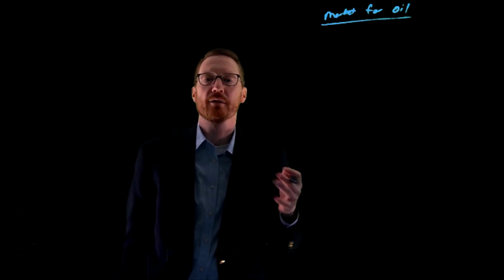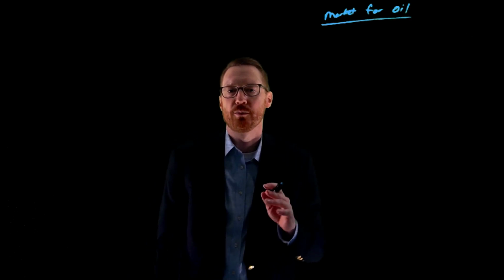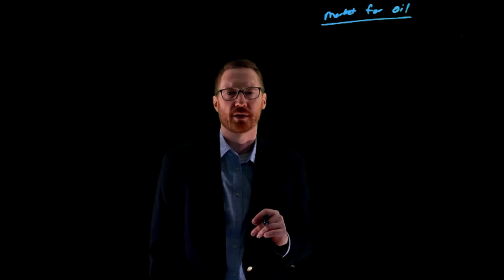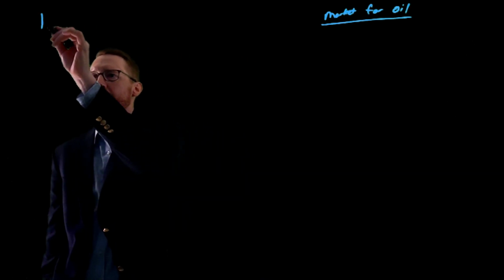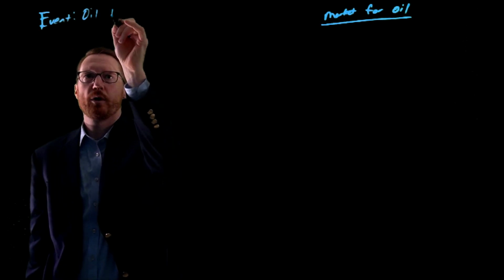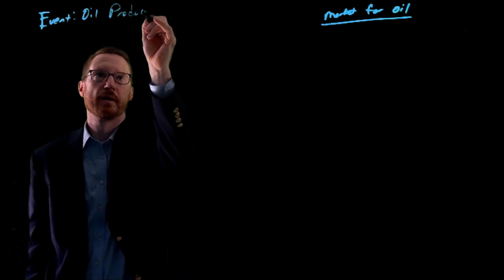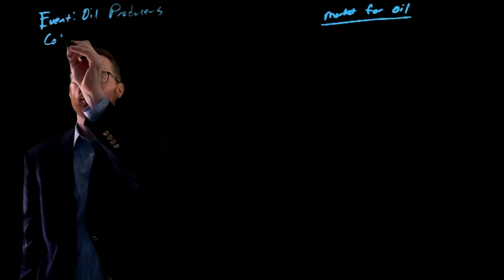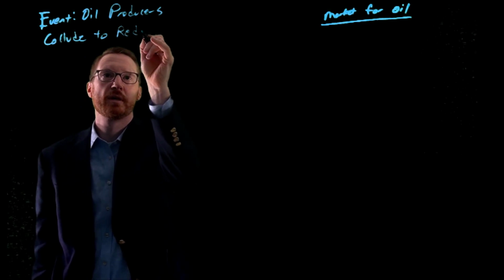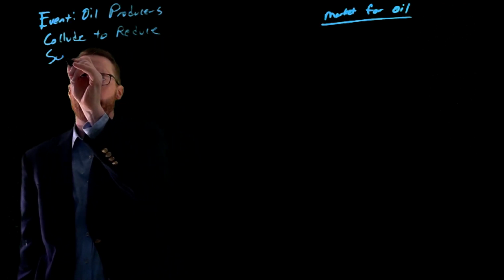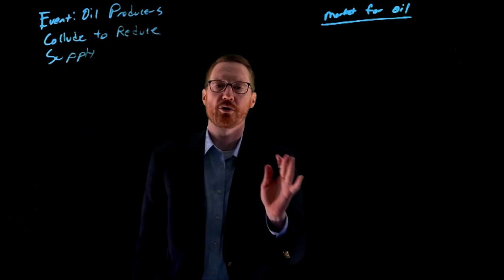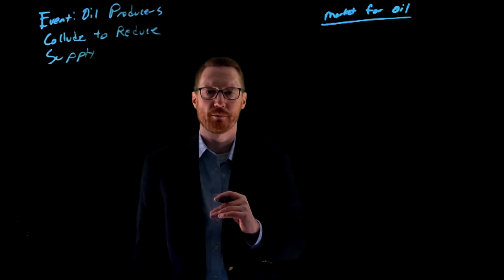And for our event, for our shock, let's assume that oil producers try to collude to push up prices. So our event is that oil producers collude to reduce supply. So their idea is let's collude, reduce supply, and see if we can push up prices.